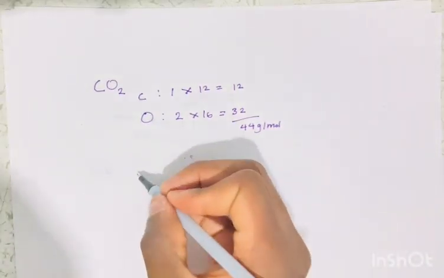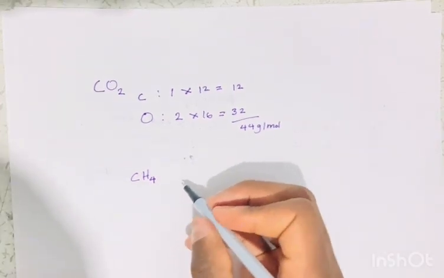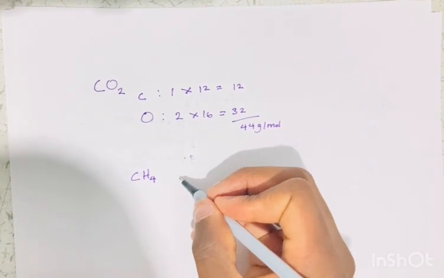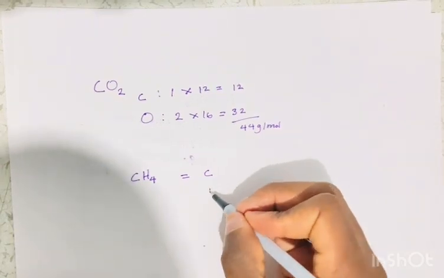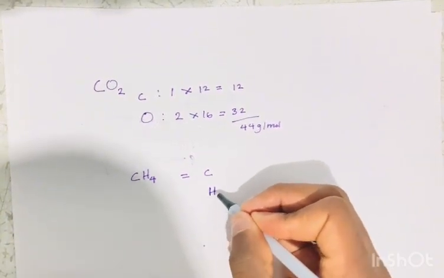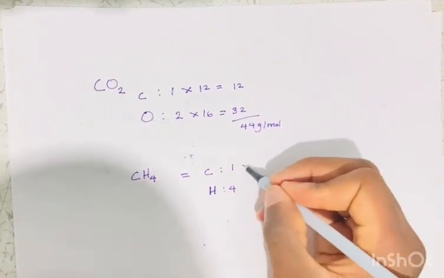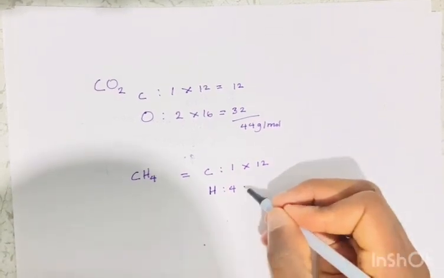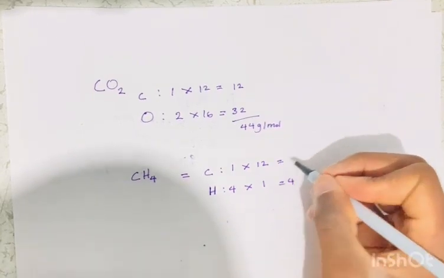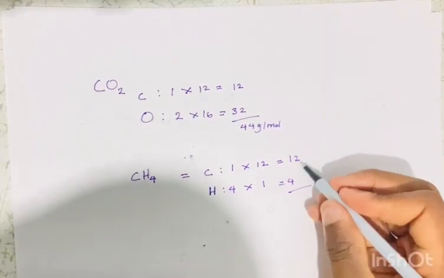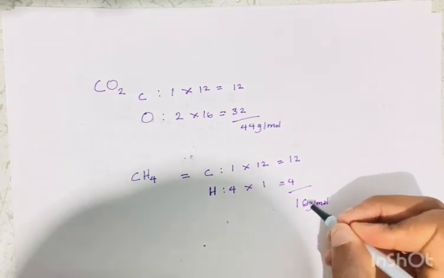Our last example is methane. Methane is CH4. So we have 1 carbon and hydrogen in methane. How many hydrogen do we have? 4 hydrogen, and then we have 1 carbon. So we're going to multiply 1 by 12, and 4 by 1, and then we'll get 4 here, and 1 times 12 is 12. So if we add all, we'll get 16 grams per mole. This becomes our molar mass.